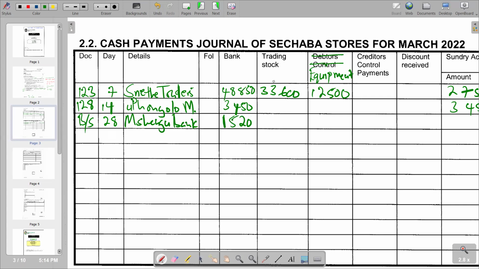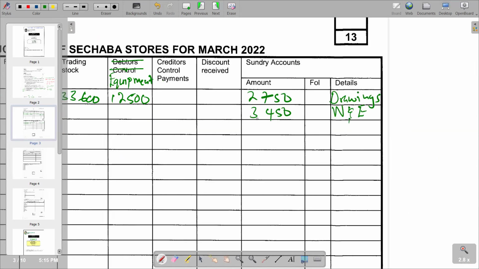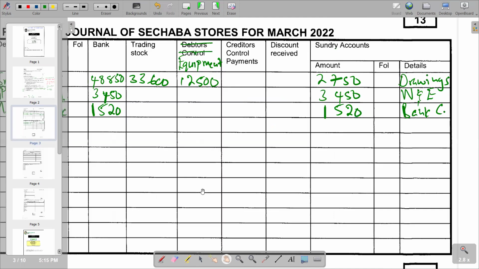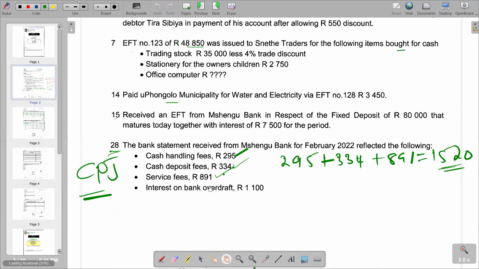And then I will try to see if bank charges apply under trading stock, equipment, creditors control payments, discount received. You see that it doesn't qualify in those columns, so we have to put it under sundry accounts. So we are saying 1,520, and on the details, we are saying bank charges. So these are our bank charges. But obviously we have another item that is still remaining that we need to revisit. We have interest on bank overdraft, 1,100. We can put it separately.